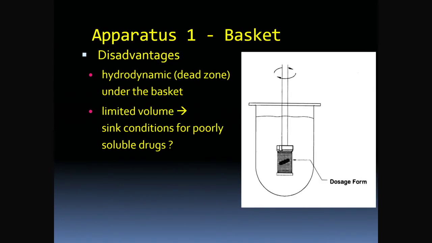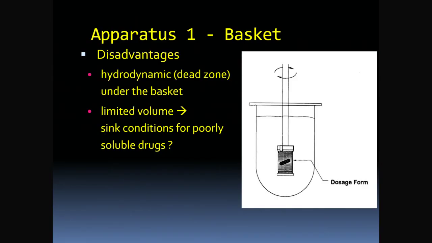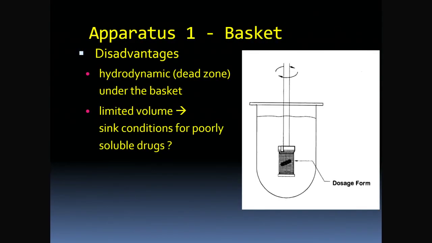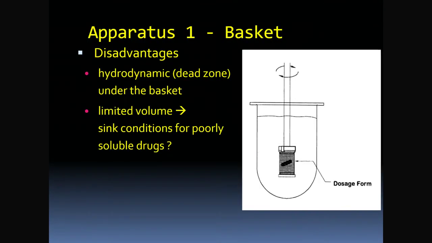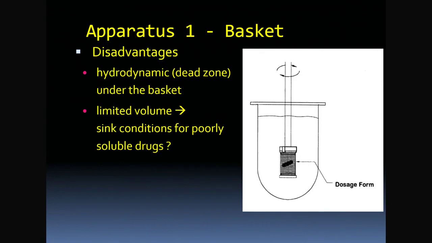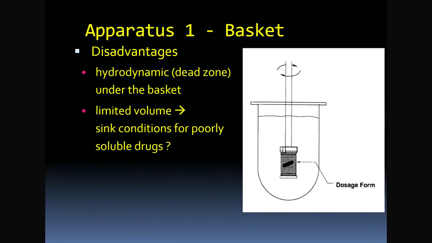Simultaneously, the fixed volume of the vessel poses a major challenge for maintaining sink conditions, which requires the bulk concentration to remain below 10 to 20% of the drug's saturation solubility. If the drug is poorly soluble, the concentration gradient, the mathematical difference between saturation and bulk concentration, shrinks so drastically that the dissolution rate artificially plateaus.